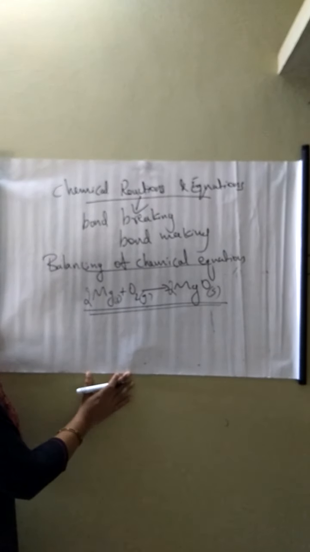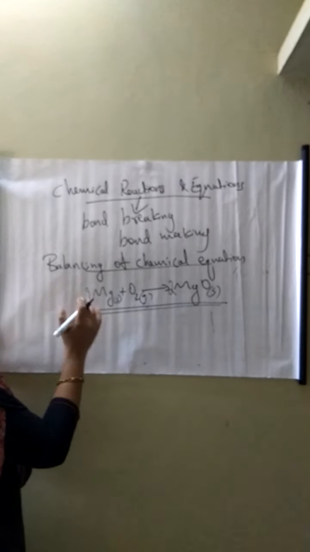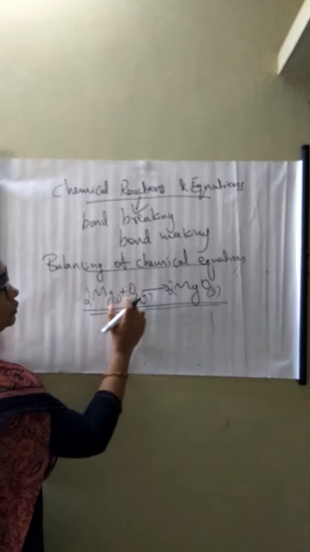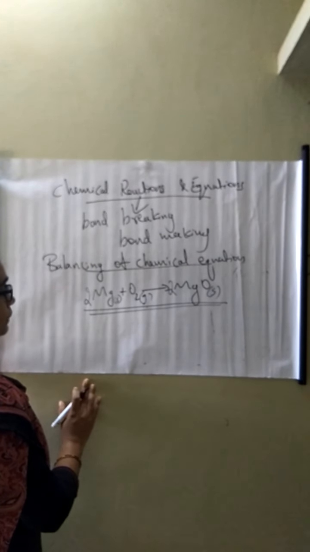From this balanced equation, it is clear how many atoms take part in the reaction. In terms of moles, also we can say 2 mole magnesium reacts with 1 mole O2 to form magnesium oxide. Another example we can see.